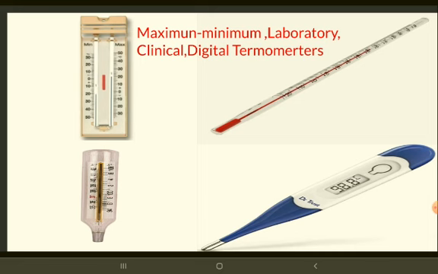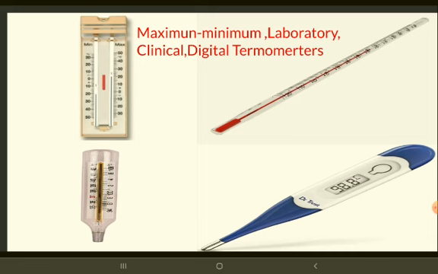So look at the picture. First one, the maximum minimum thermometer, is used to report the weather. The laboratory thermometer is used for the things in the laboratory. The clinical thermometer is used to measure the temperature of the human body. These are the different types of thermometers that measure temperature.